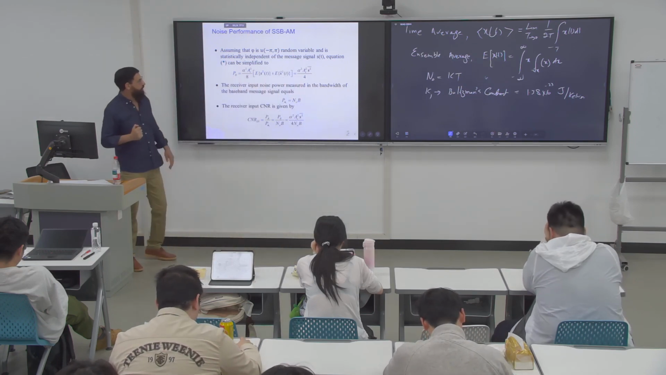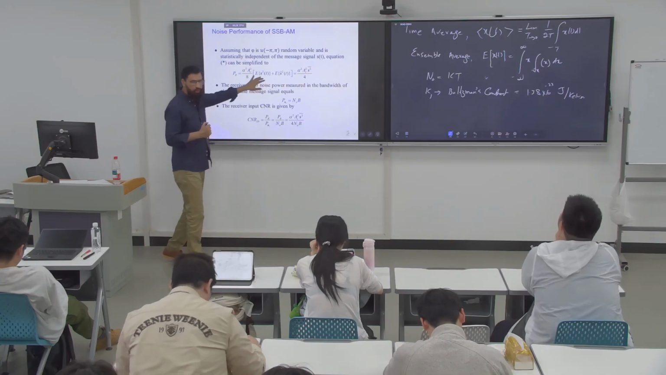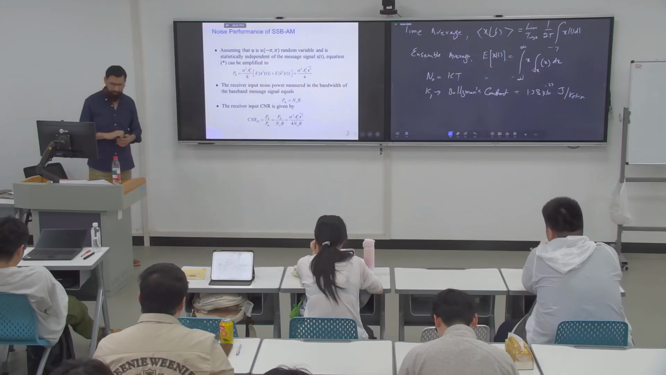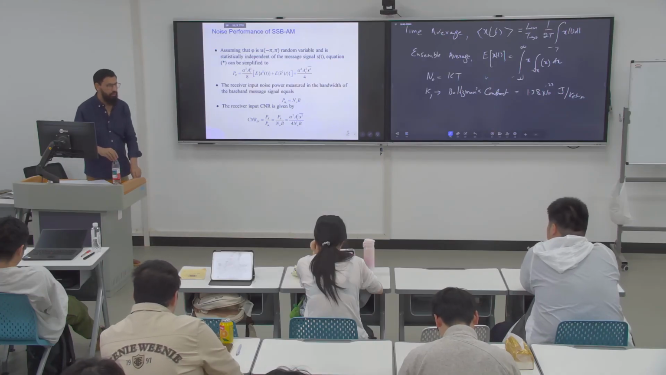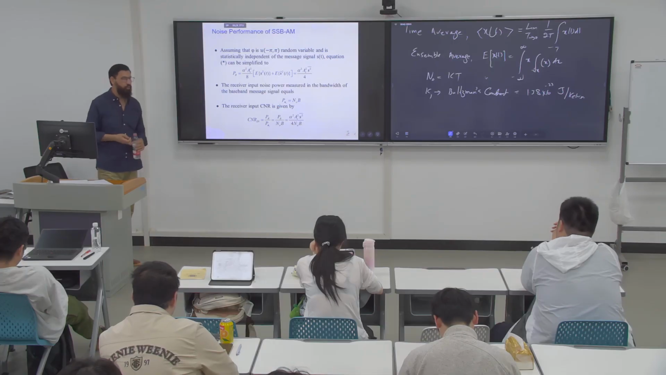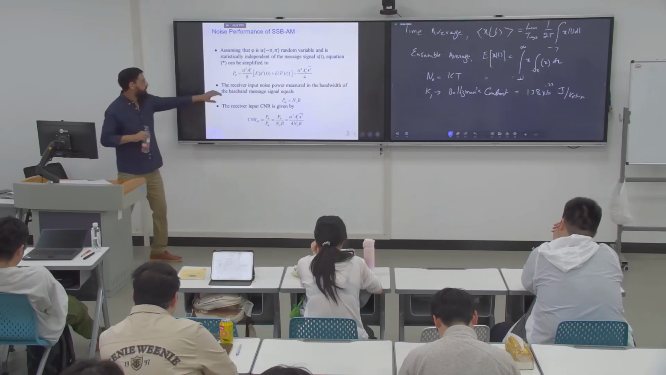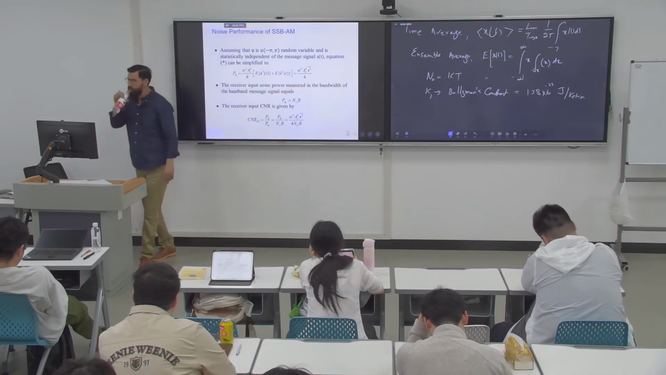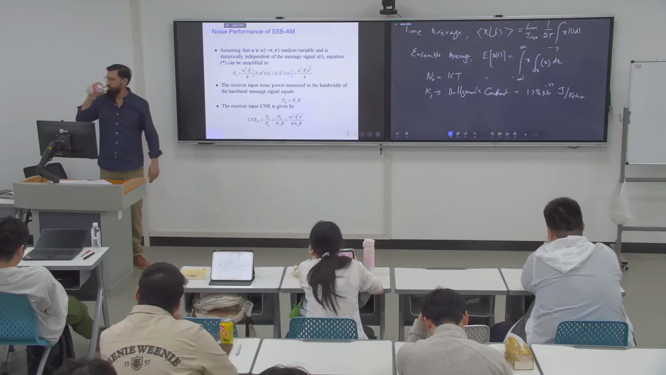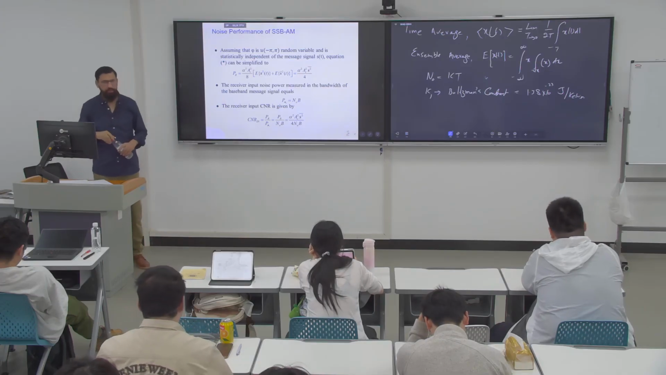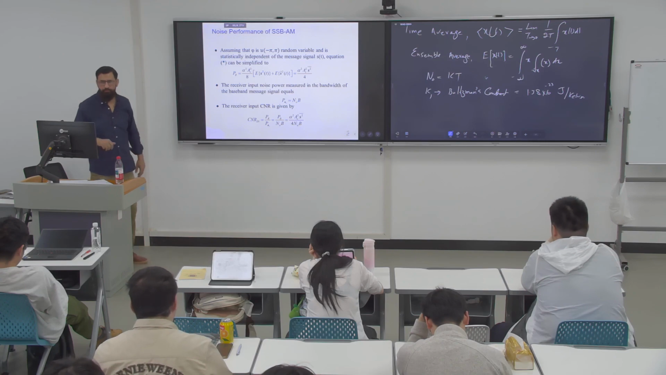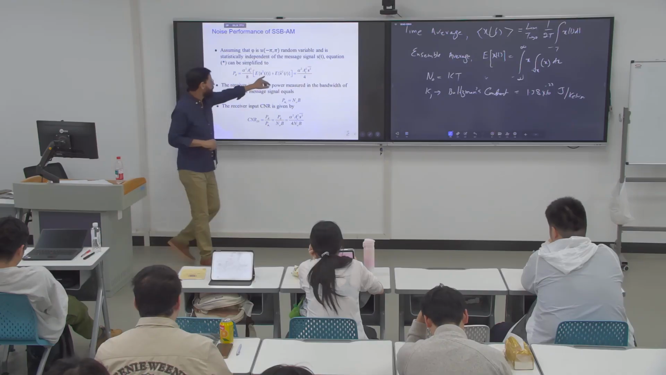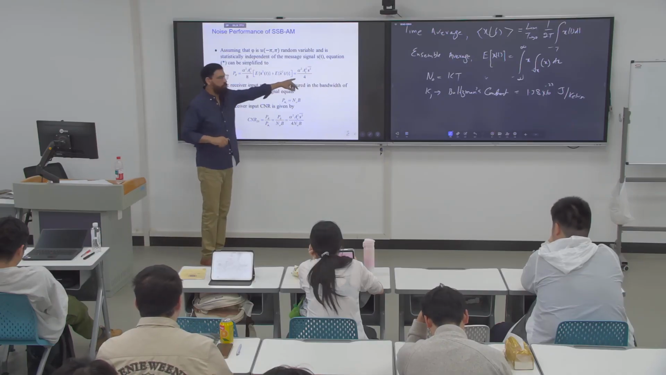Right, divided by 4. Now, the question is, how are they equal? How are they equal? This is 8, that is 4. How are they equal? What happened here? I'm saying this is equal to that.